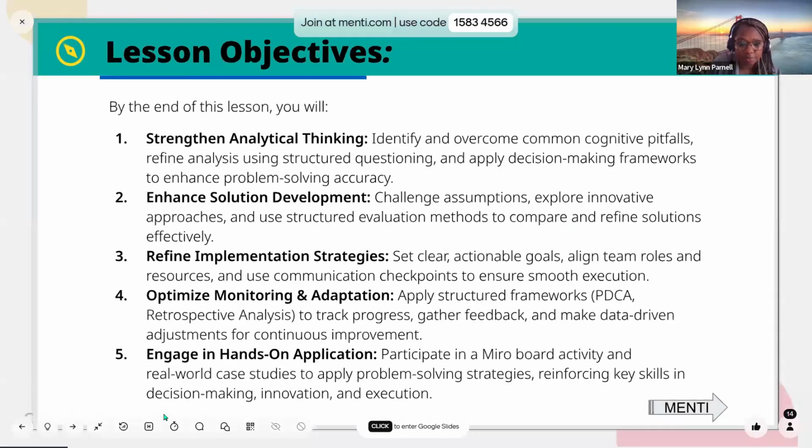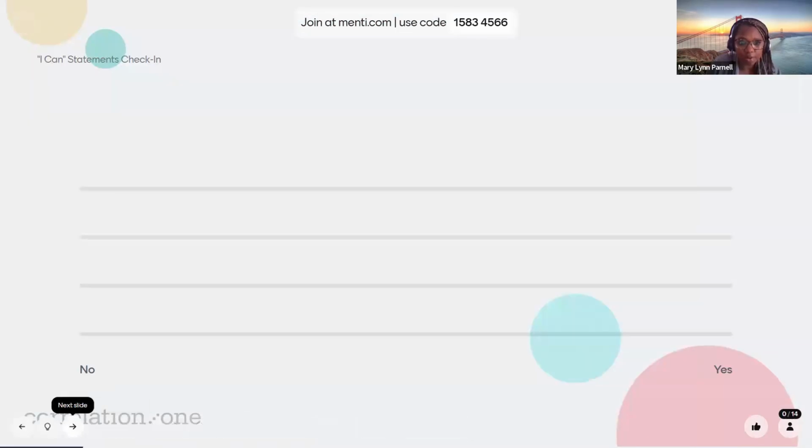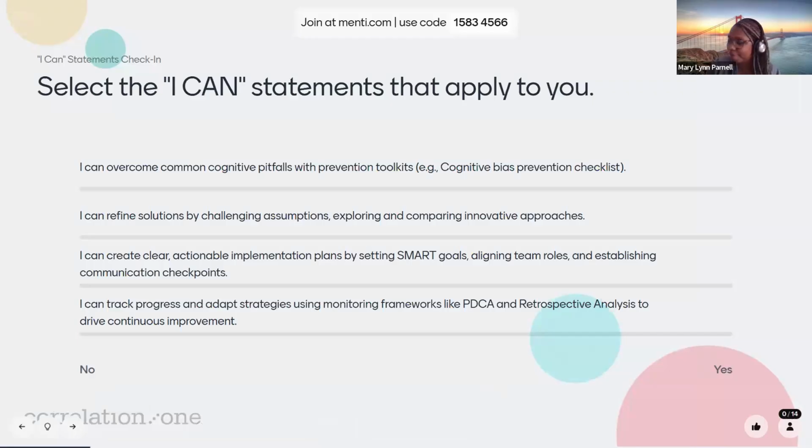So as we do, we'll talk about the I can statement. So back to Menti, everyone. I would love to hear where you feel you are when it comes to: I can overcome cognitive pitfalls with prevention toolkits, such as a cognitive bias prevention checklist.